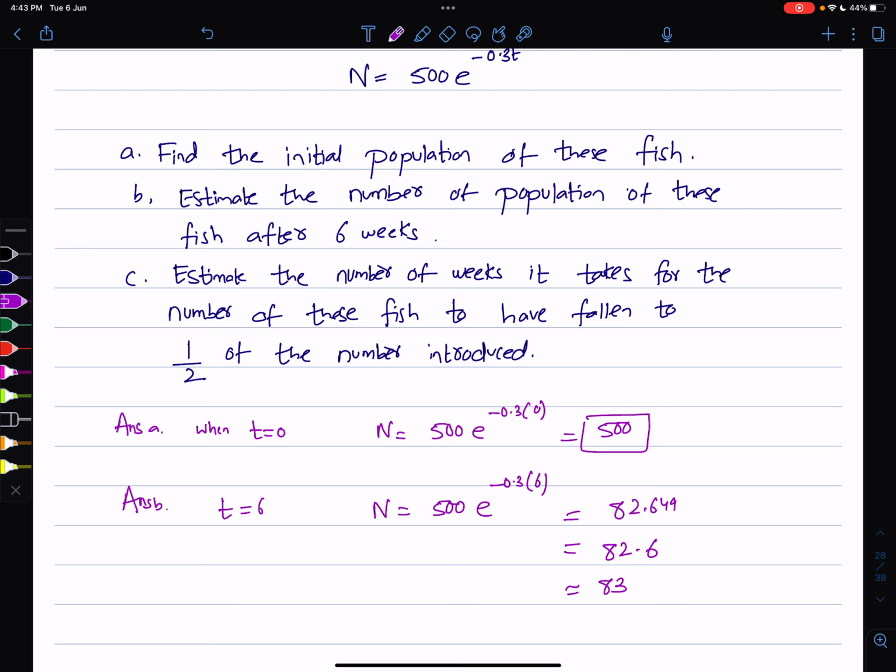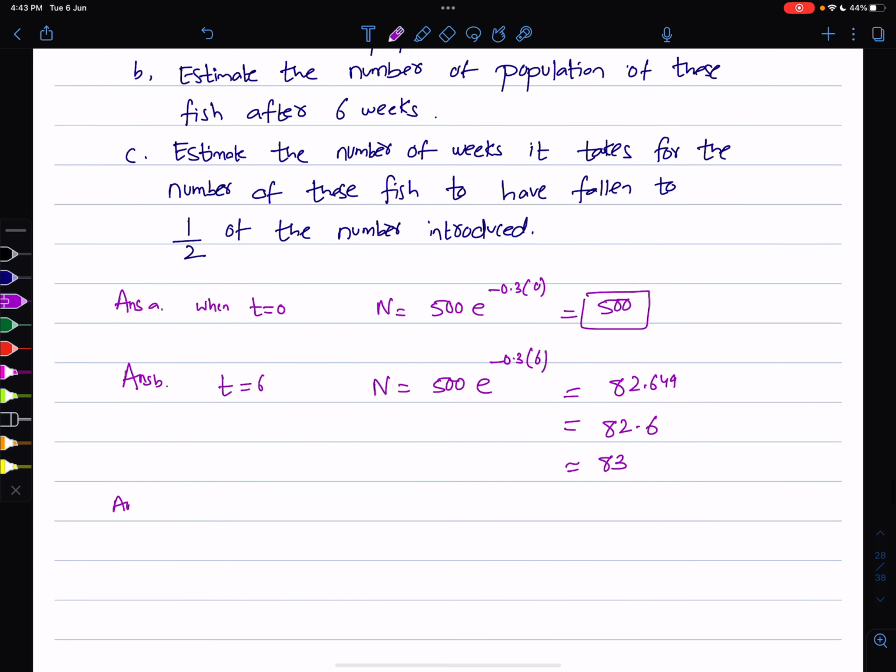Now part C says estimate the number of weeks it takes for the number of these fish to have fallen to half of the number introduced. Half of the number introduced, so initially the number of fish introduced was 500, so half of them would mean 250. So how many weeks is it going to take to reduce the number down to 250?